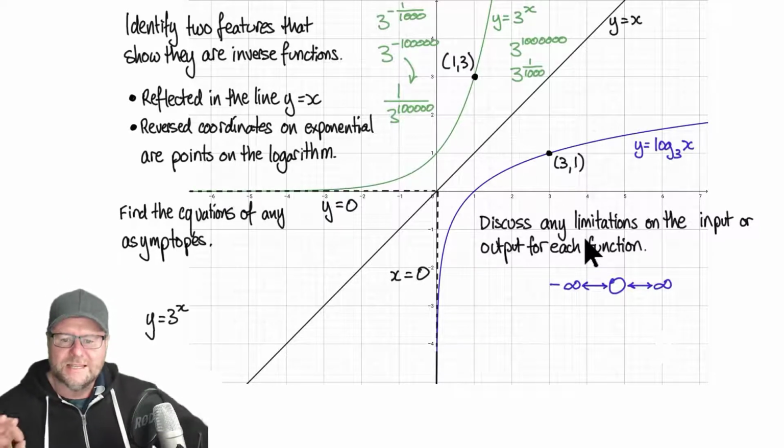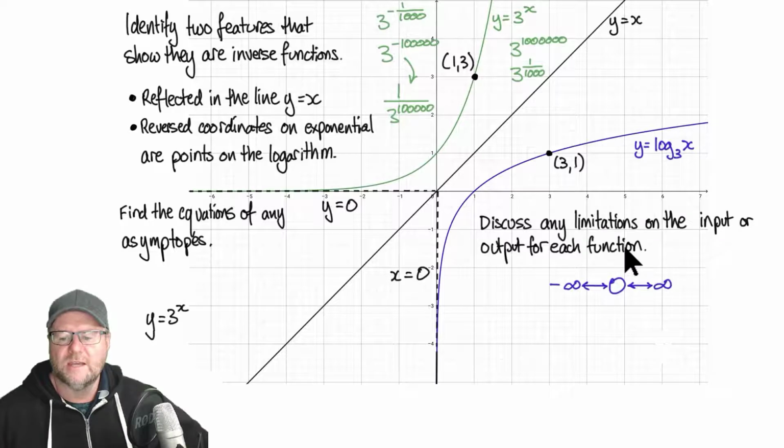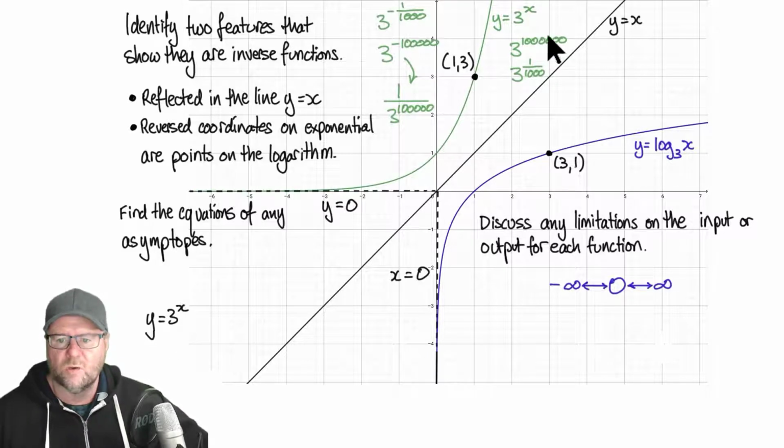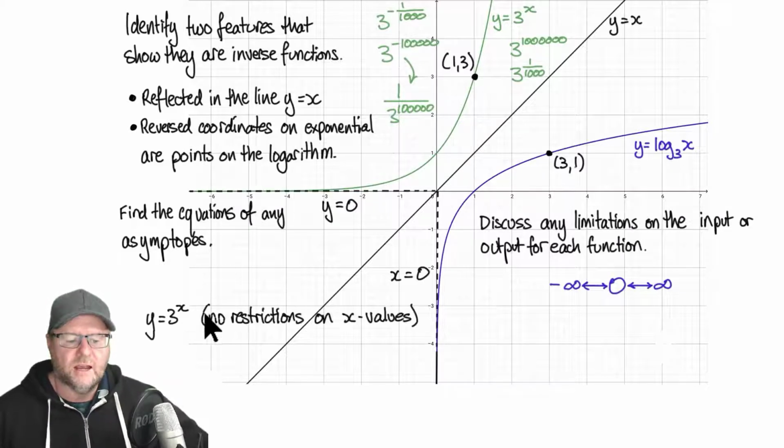We are now going to discuss, based on that, what are some of the limitations for our input. Now, are there any values of x that we can't put in? Well, for our exponential, no. There are no limitations. I just saw I could put in massively big x's or massively negative x's, and I'm always going to get a y value. So there's no restrictions on that.